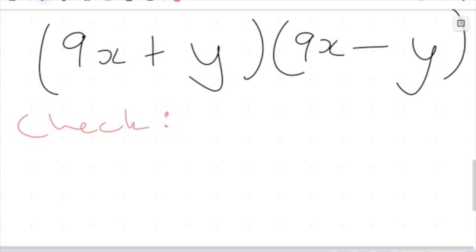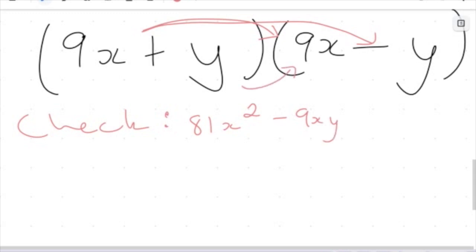Now we're going to check this. When I expand, 9x times 9x gives me 81x squared. So doing my FOIL method, 9x times negative y gives me minus 9xy.